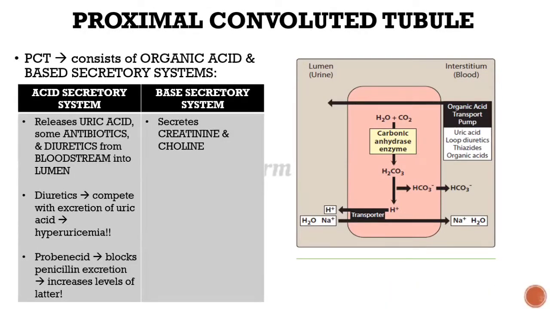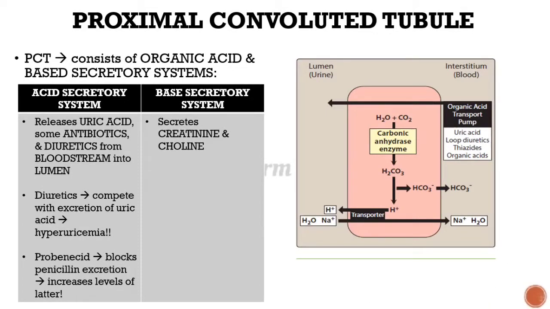Then the proximal convoluted tubule also consists of organic acid and base secretory systems. So if you talk about the acid secretory system, it releases uric acid, some antibiotics, and diuretics from the bloodstream into the lumen. So that is why here the risk of drug interactions and side effects are very high, because you can see very well it is written that it releases uric acid. Now diuretics, for example, thiazide diuretics, what do they do? They compete with the elimination of uric acid through the lumen. So in that condition, they can precipitate hyperuricemia or gouty attacks. So this can be a risk factor for a patient who is already suffering from gout.